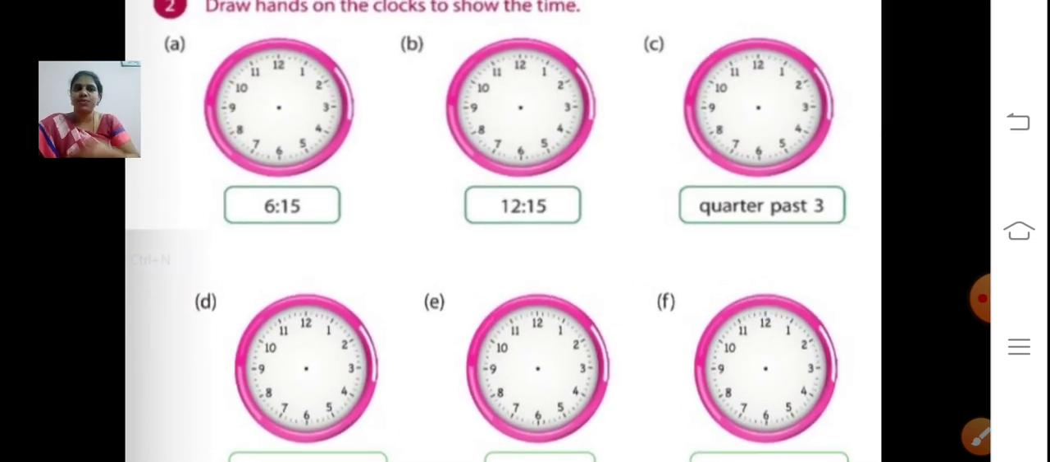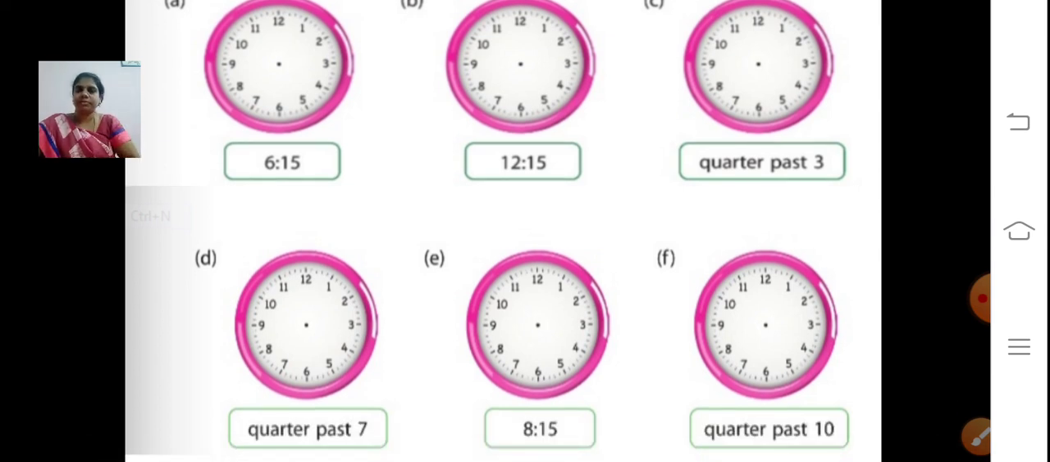Next class, just practice well the remaining sums, children. Draw the hands for 12:15 that you can draw, and this also, quarter past 7, that you can draw, okay? So practice well the sums.